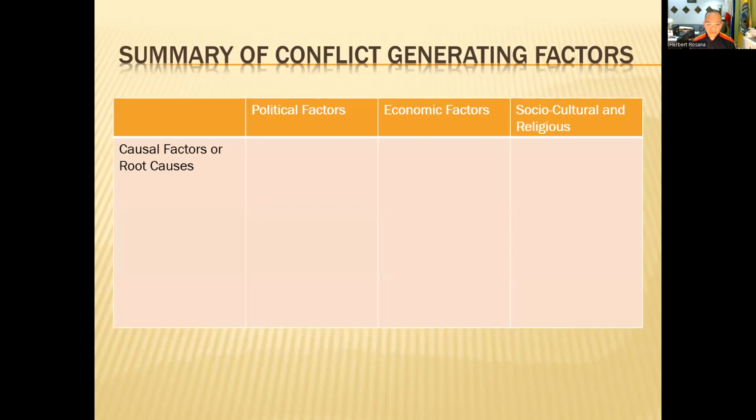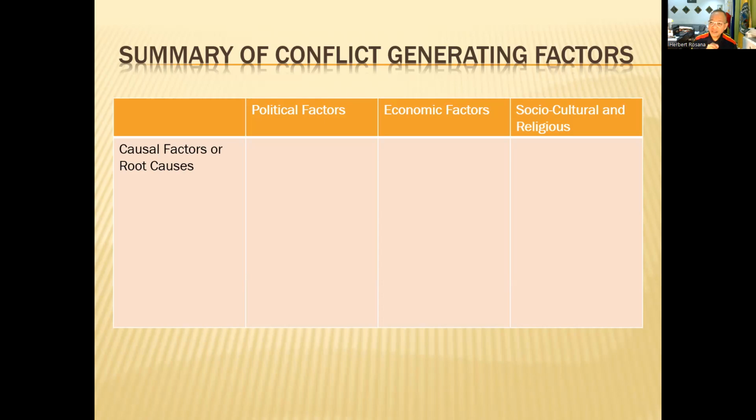Okay. Now, if we want to conduct a conflict analysis, a particular case study or analysis of a particular conflict case, then maybe it's better to use a matrix, for example, like this one. This is a 4-column matrix. The first column is about the causal factors or root causes.